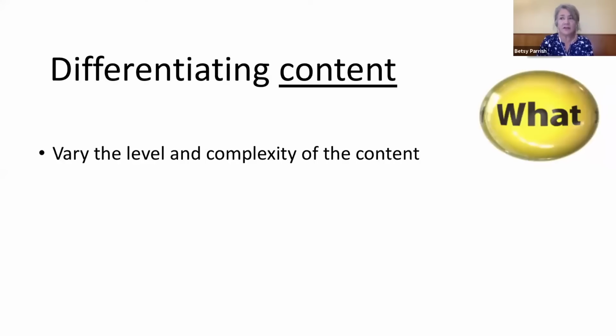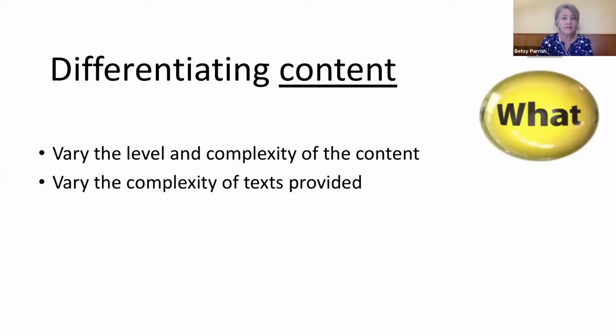So we can differentiate content in many ways. We can vary the level and complexity of the content. For example, we can have a more novice approach or a more expert approach to a topic depending on your learners' backgrounds. We can also vary the complexity of the texts we provide. Maybe you typically have students look at authentic articles, but some students struggle more with those. Maybe you can find an authentic infographic that is more scaffolded because it's represented visually.